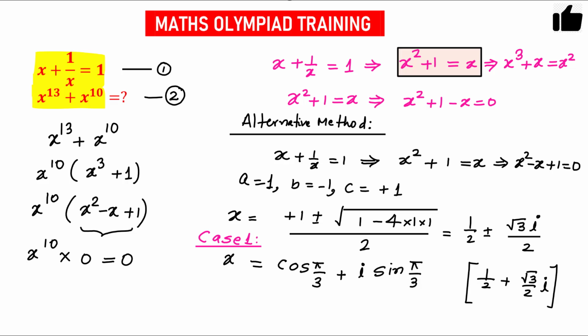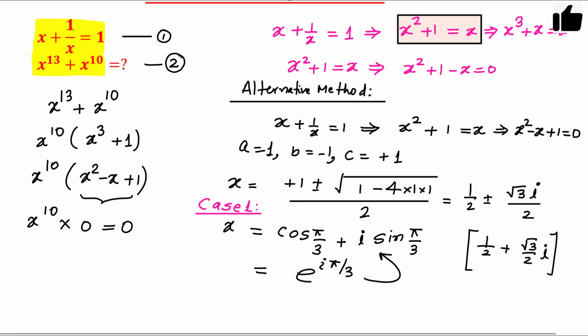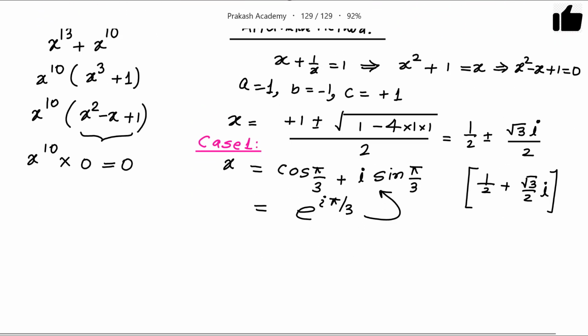And if you have some idea of complex number, this term can also be written as e raised to the power i pi by 3. Because expansion of this is this one. And I am assuming that you know a little bit of complex number, that is how a complex number can be written in exponential form. Now see your expression. What is the expression you have?